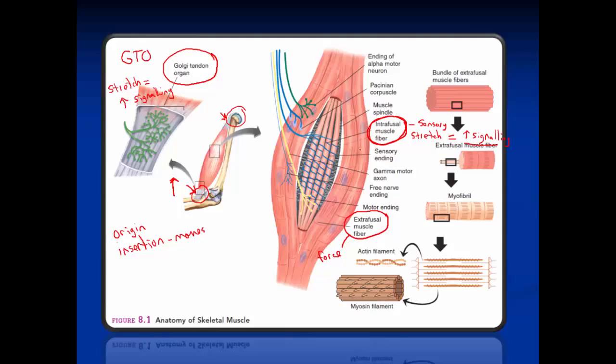Now, there's sensory neurons. Okay, you can see sensory endings here. These sensory endings are going to be what detects and then carries that information about stretch back to the spinal cord. Okay? So the intrafusal muscle fibers, I want you to think stretch. The extrafusal muscle fibers, I want you to think force.